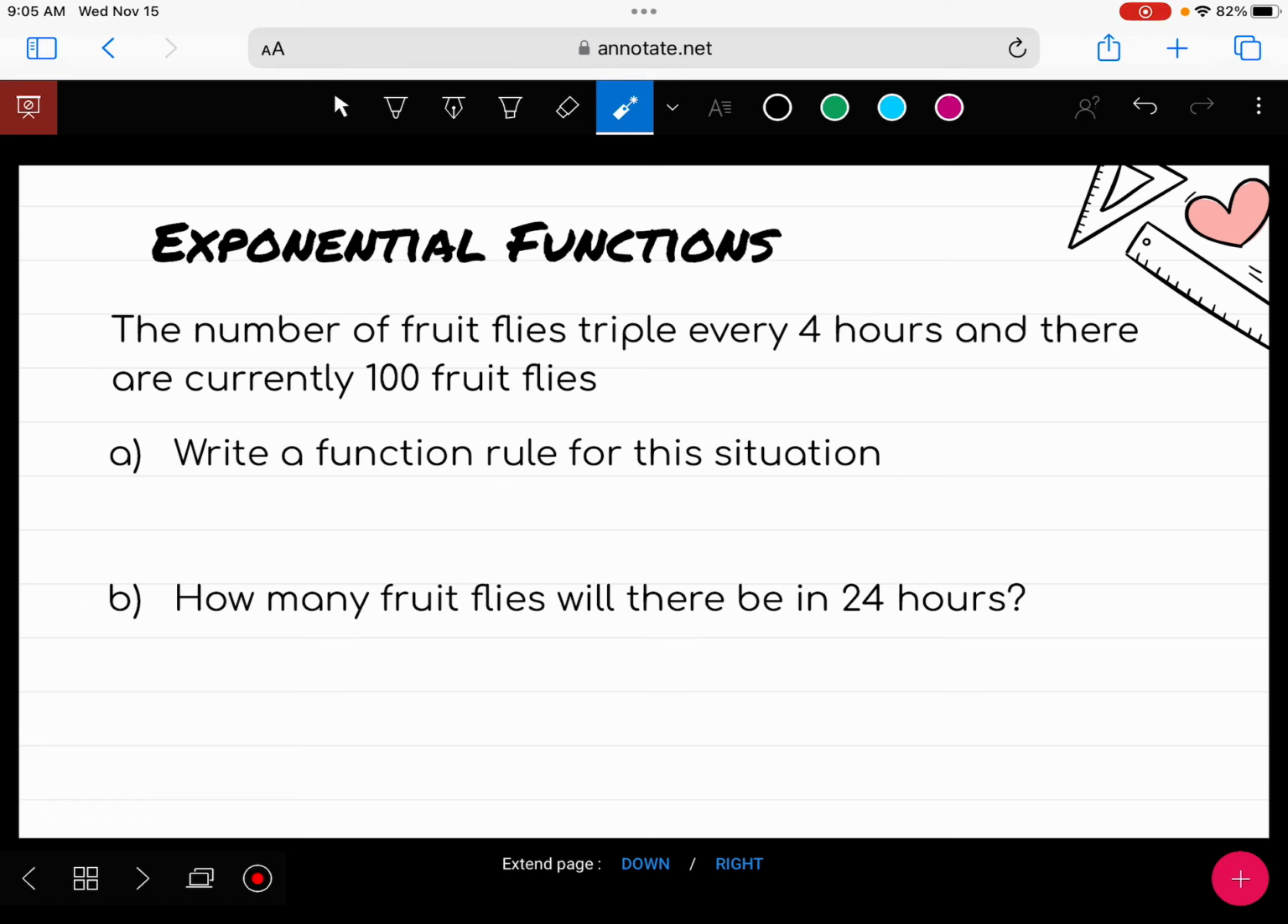So we've got the number of fruit flies triple every 4 hours. And there's currently 100 fruit flies. We're going to write an equation for this situation.